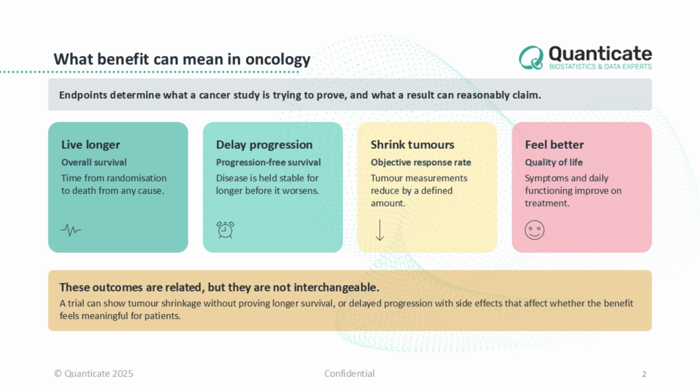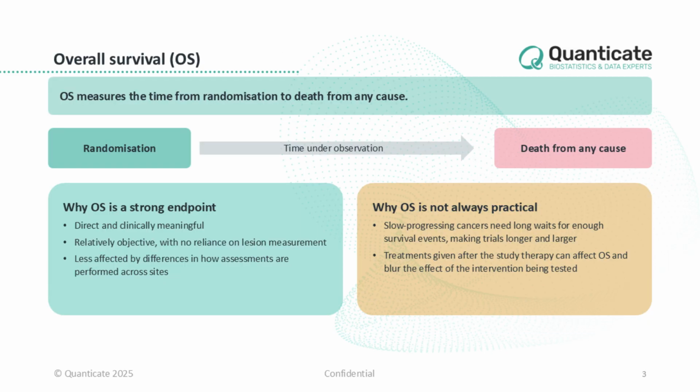A trial can show tumour shrinkage without proving longer survival, or delayed progression with side effects that affect whether the benefit feels meaningful for patients. Overall survival, often shortened to OS, measures the time from randomization to death from any cause. It is direct, clinically meaningful, and relatively objective, which is why it is often treated as a strong survival endpoint in oncology. Unlike some tumor-based endpoints, it is less affected by differences in assessment.